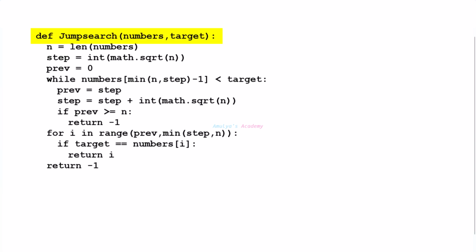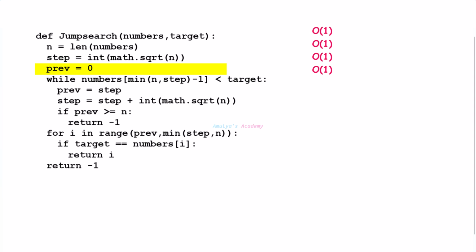Here the first line is function definition or function header. Simple operation, and this operation does not depend on the input size, so it will take constant time. Next line is we'll find the length of numbers using len function. So it is a simple operation, so constant time. Then we'll calculate step using math.sqrt function. It is a simple operation, so it will take constant time. Then previous equal to 0, an assignment operation, simple operation, so it will take constant time.